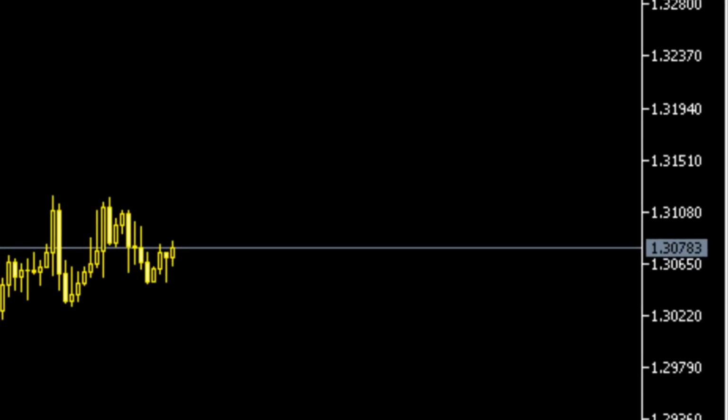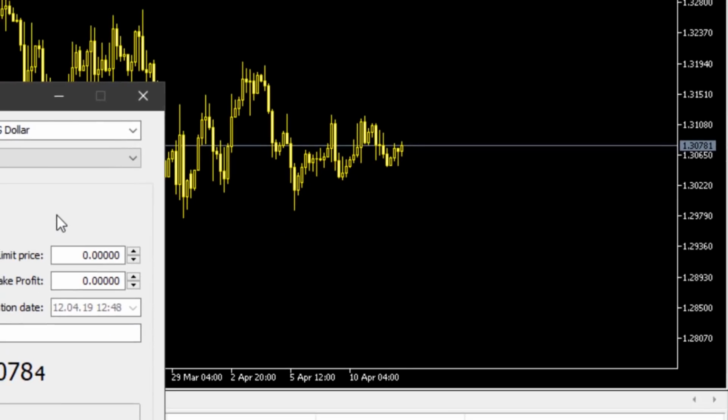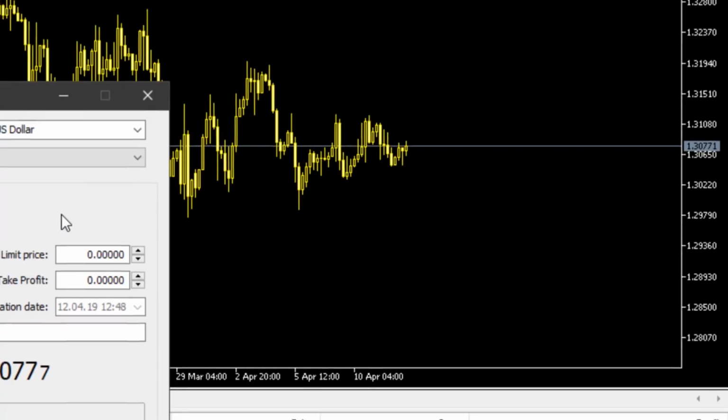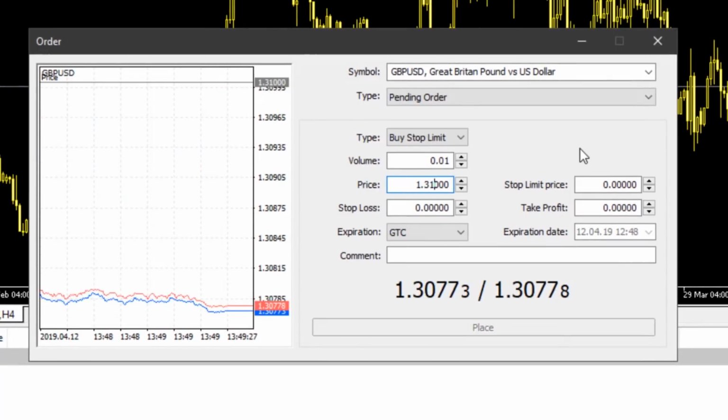It's hovering around this range. If I expect the pound dollar to continue going long, but I don't necessarily want to buy into that movement when it reaches a certain point, I'd like to wait for a correction. Then what I'll do here is, let's assume that point is 1.3100. I'll first enter 1.3100 as the price at which I'd like this buy stop limit order to be placed.